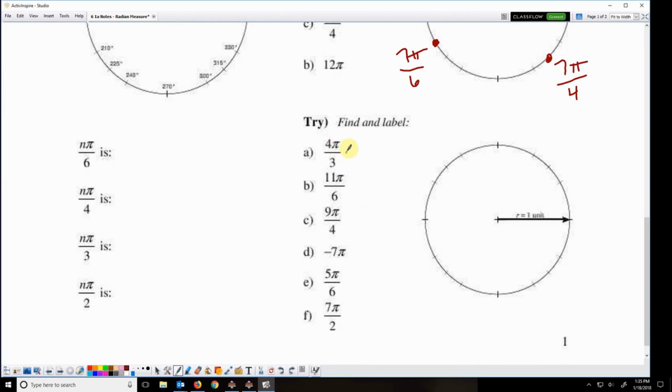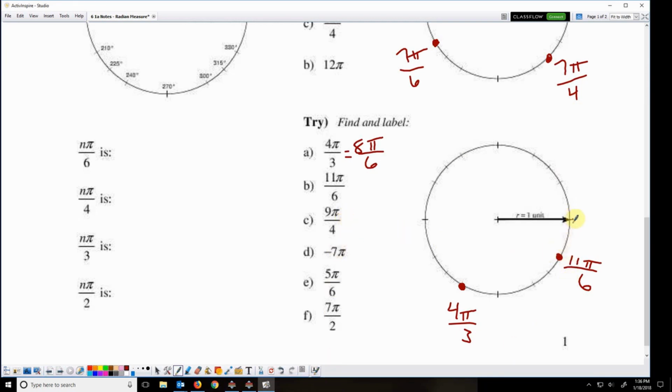So 4 pi over 3, we haven't counted by thirds, so we'll make that sixths. That's 8 pi over 6. If I go halfway, I'm at 1 pi, which is 6 sixths, 7 sixths, 8 sixths, right here. So that is 4 pi over 3. 11 sixths, I'm already at 8, 9, 10, 11. 11 pi over 6. Or I could have started from here and counted to 11. All the way around is 12 sixths, because that's 2. Back up 1 to get to 11 sixths.